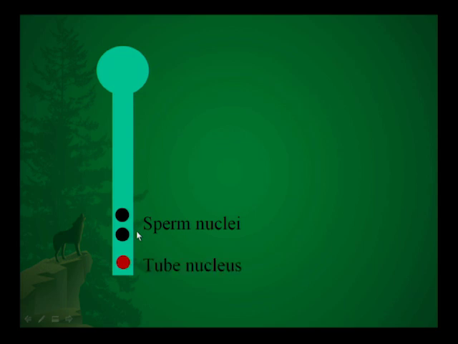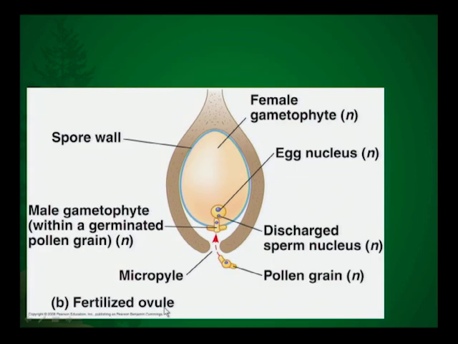And the tube nucleus really will have no role in actual fertilization. One of these two sperm nuclei will fertilize the ovum, the other one will die. The tube nucleus also eventually just dies. So again, if we were looking at this process, the pollen grain has been pulled in close. It will elongate, grow to where the ovum is, and fertilize the ovum. One of the two sperm nuclei will fertilize the ovum.